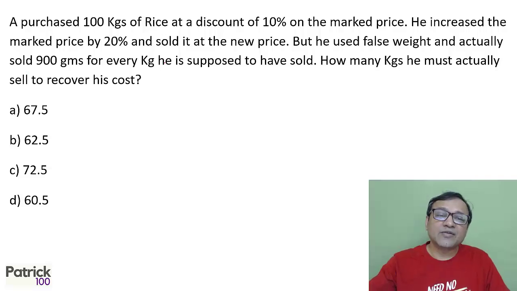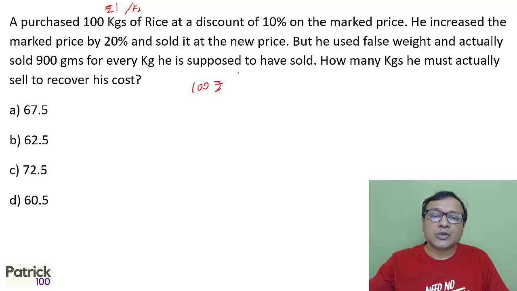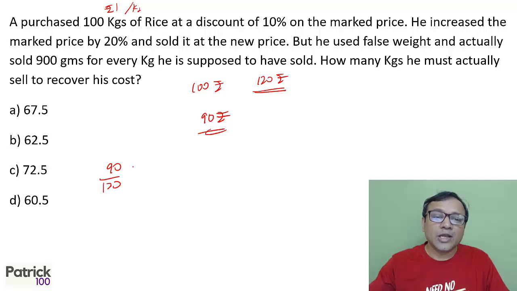A purchased 100 kgs of rice at a discount of 10%. Just for ease of calculation, let me assume rupees 1 per kg. So the total price is 100 rupees. Purchased at 90 rupees, and is selling at 120 rupees. So technically selling at 120 rupees, to recover 90 rupees, how much do I require? 90 out of 120 into 100 kgs, which is 75 kgs.